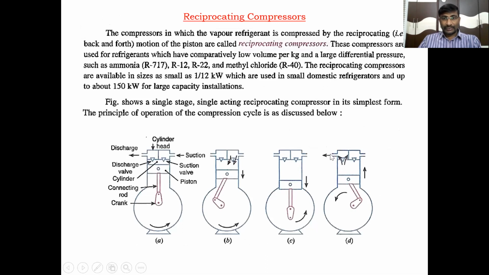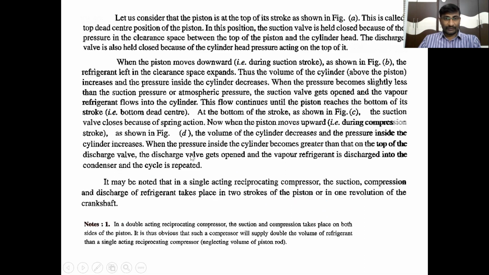when the pressure in the cylinder becomes greater than the pressure on top of the discharge valve, the discharge valve gets opened. When the pressure inside the cylinder becomes greater than the top of the discharge valve, the discharge valve gets opened and the vapor refrigerant is discharged into the condenser and the cycle repeats. Clear? Like this, the reciprocating compressor works.